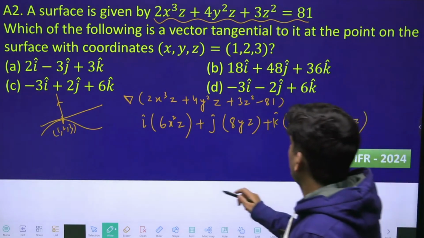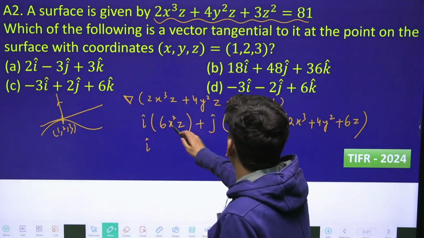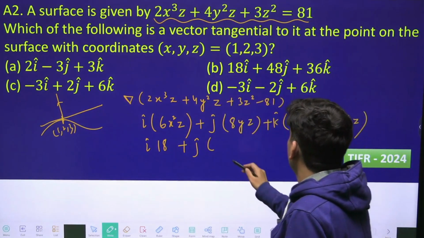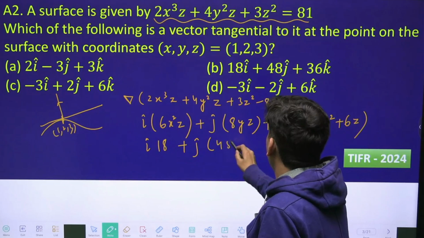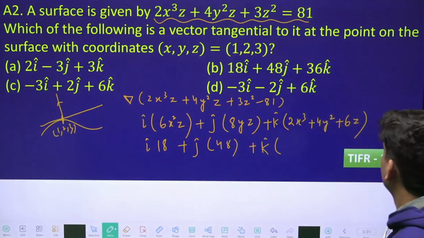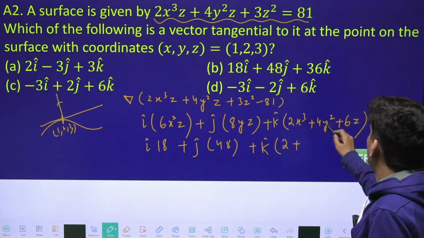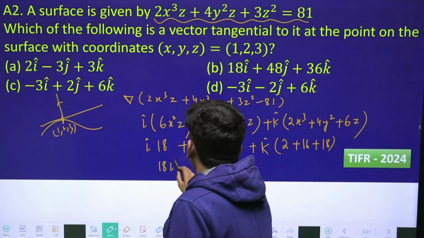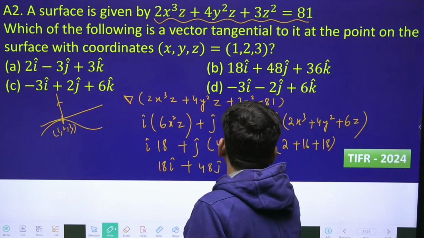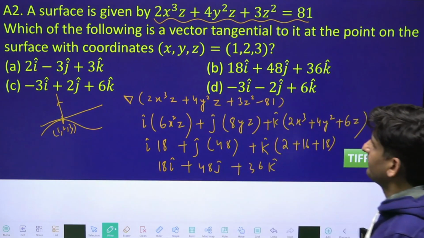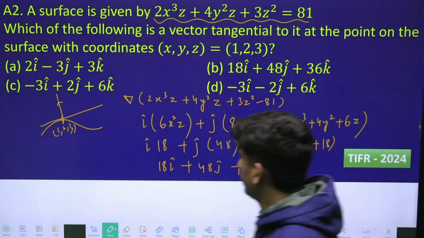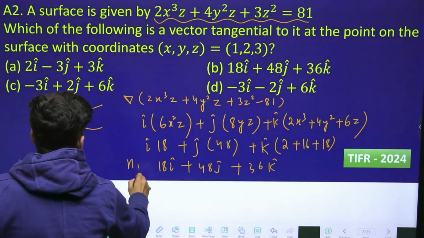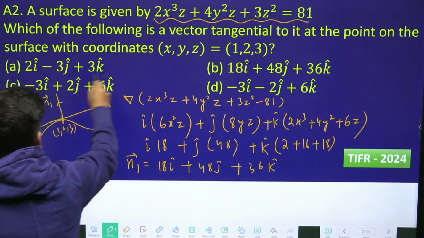Okay, now put the values (1, 2, 3), so it will become i cap: if I put here 1 and 3, it will become 18, plus j cap 8yz. yz means 3 × 2 = 6, and 8 × 6 = 48, plus k cap: 2 plus 2 × 2 = 4, 4 × 4 = 16, plus 6 into 3 is 18. So this will become 18 i cap + 48 j cap + 36 k cap. Okay, now we have to see, this is this vector. So if I write this as a vector n1, this is n1 vector which is perpendicular, and let us call this n2, which is among these options.